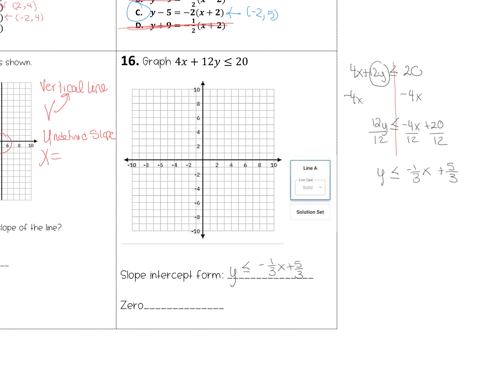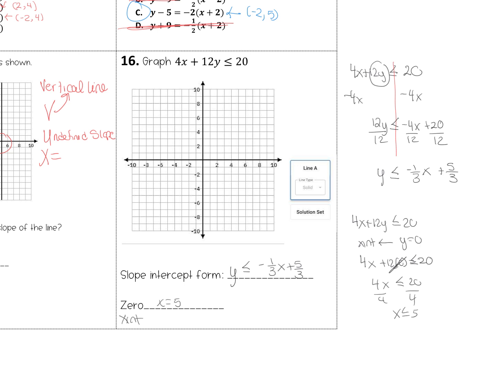My x-intercept, remember this is an x-intercept, you're going to let y equals 0, so I get 4x plus 12 times 0 less than or equal to 20. This goes away. 4x is less than or equal to 20. Divide by 4, divide by 4. X is less than or equal to 5. So my x-intercept is x equals 5.